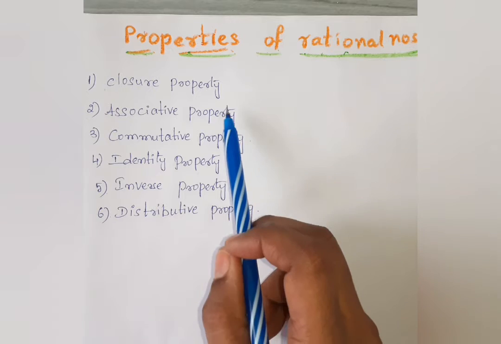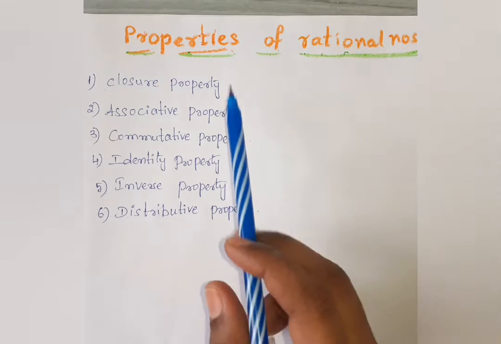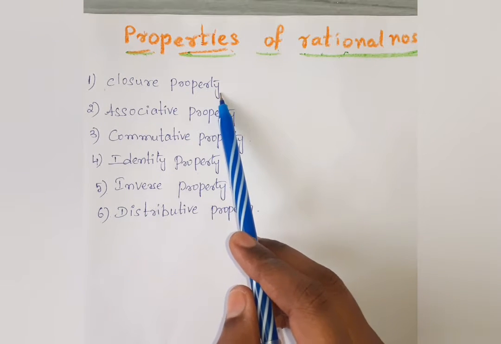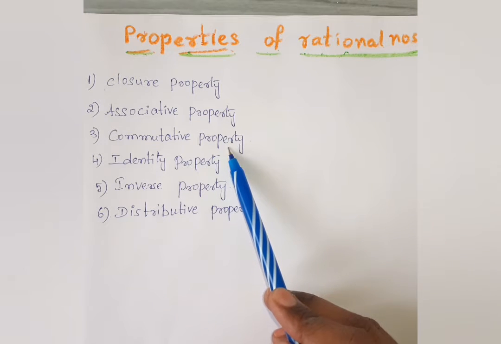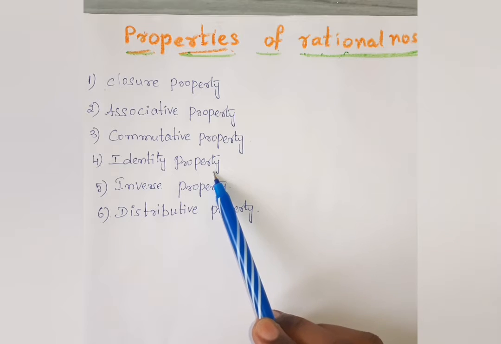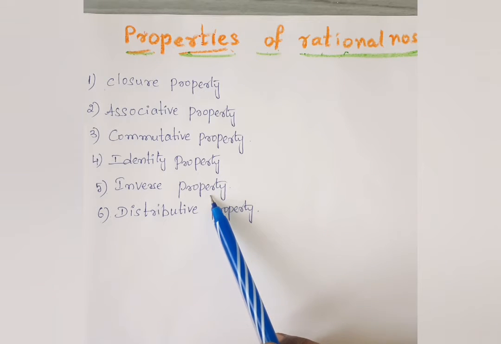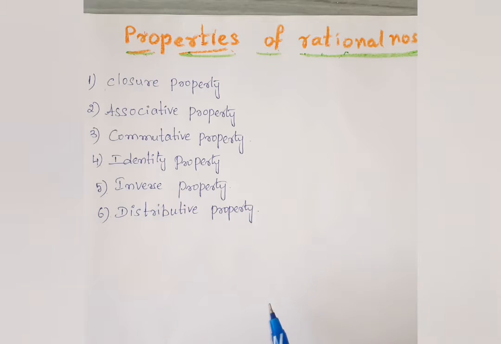So I am showing these properties here. First one is closure property, second one associative property, third one commutative property, fourth one identity property, fifth one inverse property, and last one distributive property. To understand these properties, let me explain each one with a clear example.